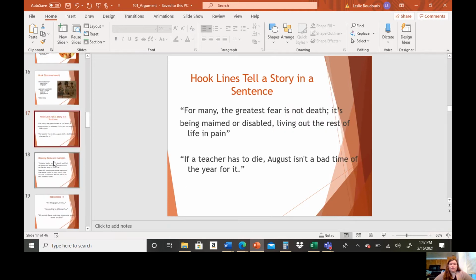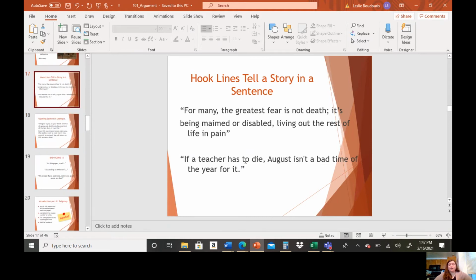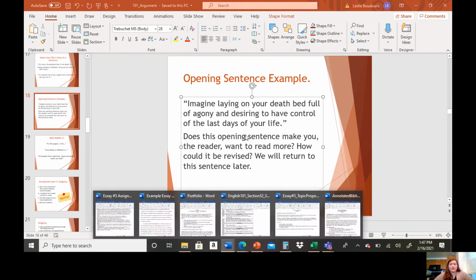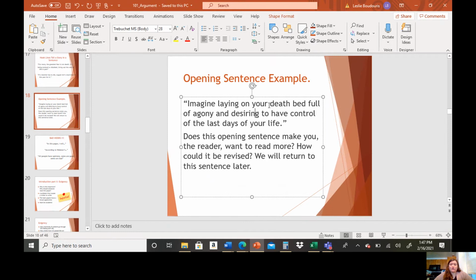Okay, these are two examples from "Many": "The greatest fear is not death. It's being maimed or disabled, living out the rest in pain." Or "If the teacher has to die, August isn't a bad time for it." So being a little bit humorous or potentially sarcastic. This author wrote, as I just showed you, "Imagine laying on your deathbed full of agony and desiring to have control over the last days of your life." So they're talking about assisted suicide, and they're specifically getting the reader to imagine something.